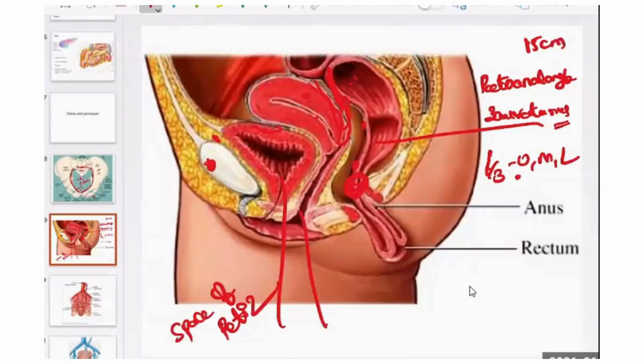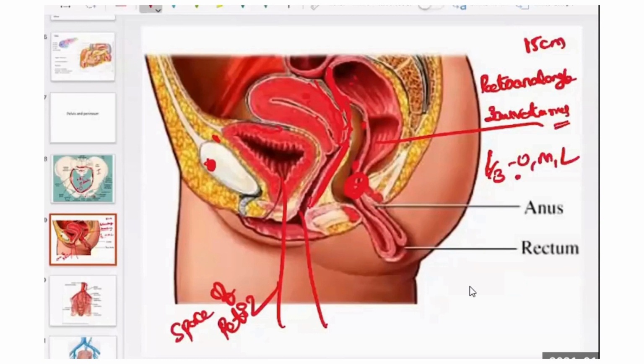In the female, the rectum is separated from the vagina by one more fascia over here. It is called the fascia of Denonvilliers. Fascia of Denonvilliers. Denonvilliers fascia separates the vagina.